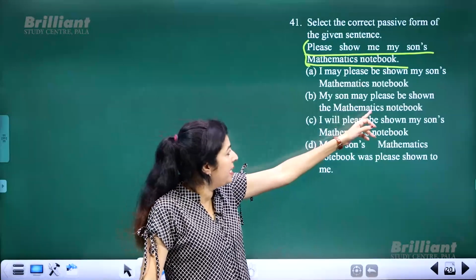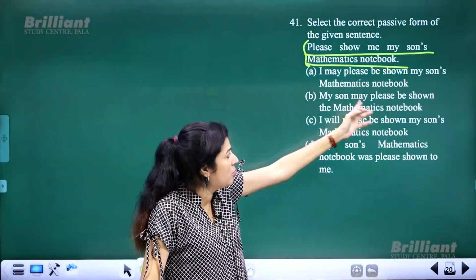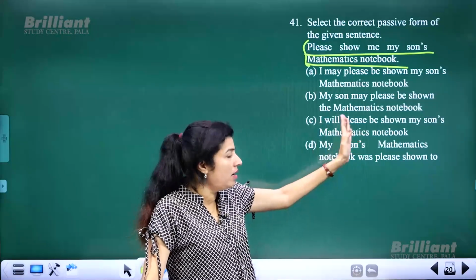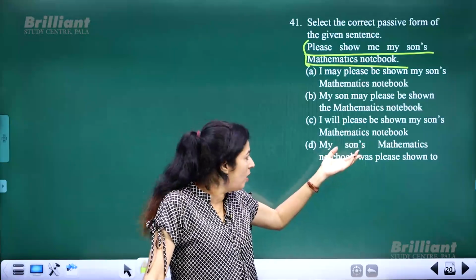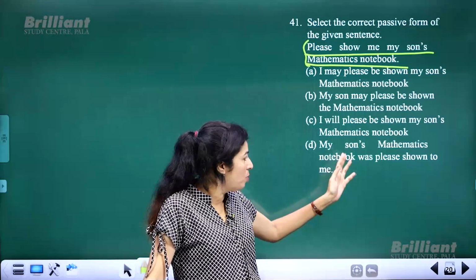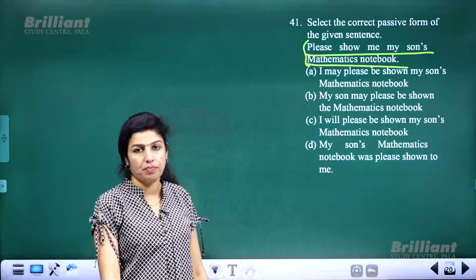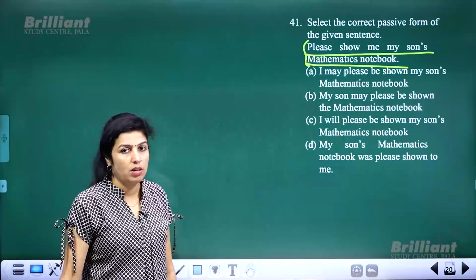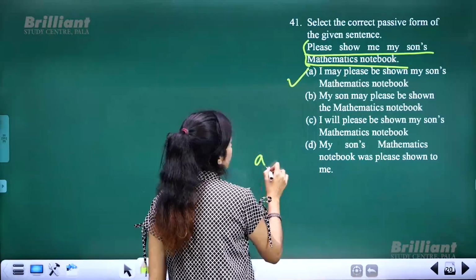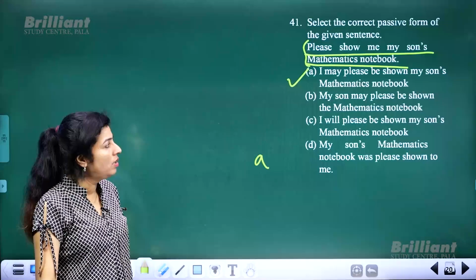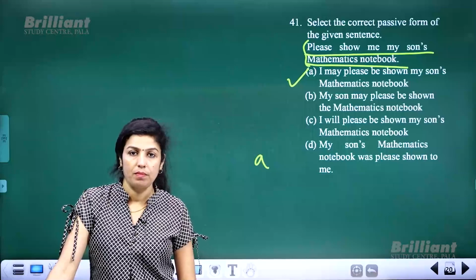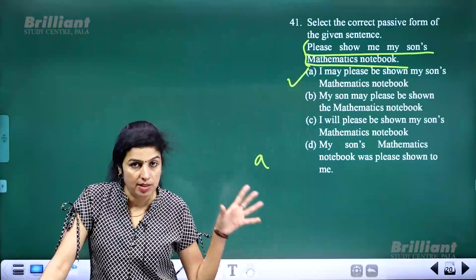My son may please be shown. No, that would change the meaning. So, this is wrong. I will please, and that doesn't make any sense at all. B and C options cannot be taken. My son's mathematics notebook was please shown to me. Again, a wrong word order. So, the first option is the correct one, that is, I may please be shown my son's mathematics notebook. Out of these options, this is a possible one.